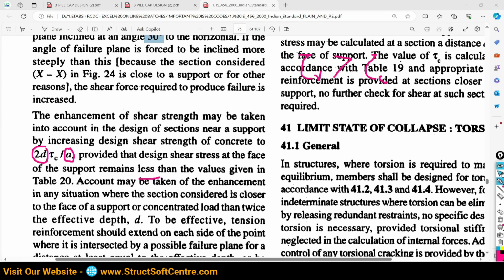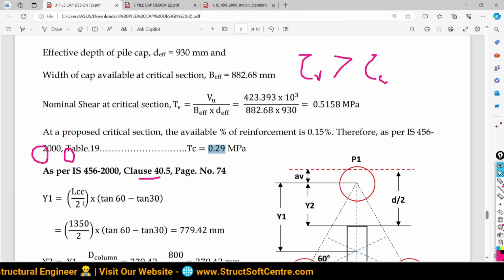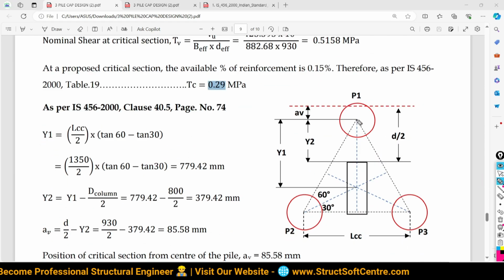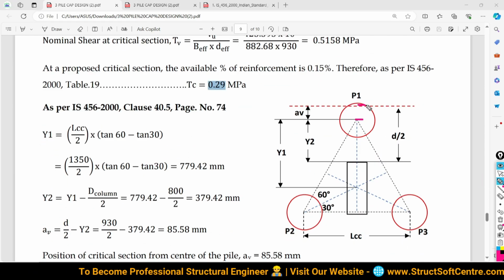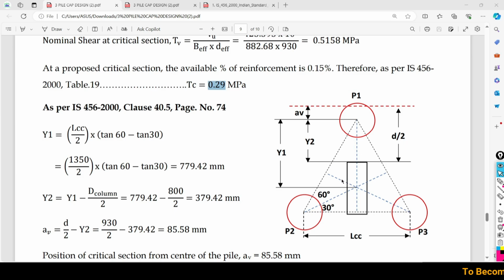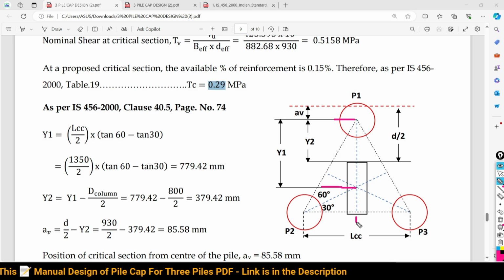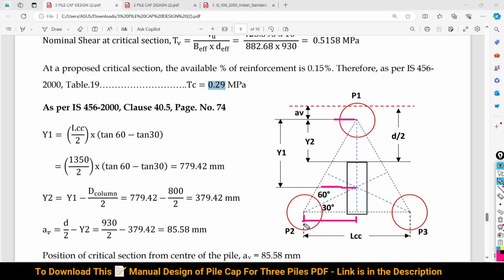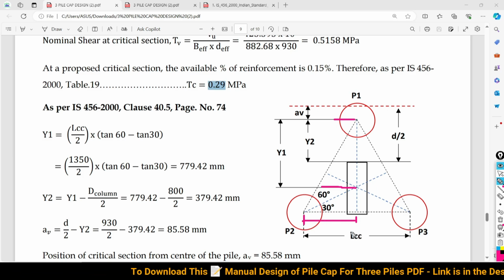So basically the main task is to find out the AV value, and AV is the distance from the center to the critical section. This is going to become the AV value. So we have to calculate this AV value, and for that we need to do some geometrical calculation. Basically we have to calculate this height y1. So y1 will equal LCC, center to center, divided by 2, this half.